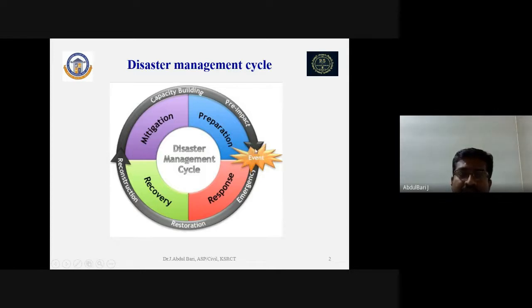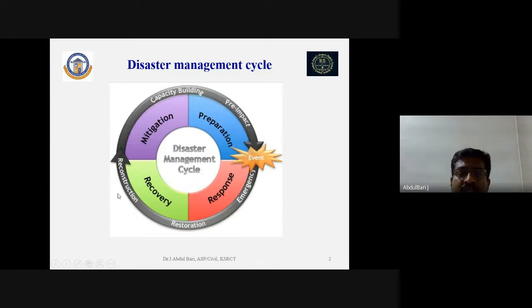Before the disaster, we have the mitigation as well as the preparedness phase. The preparedness phase, the pre-impact phase, involves capacity building. Then mitigation phases will be there. Then the response phase comes after the disaster. After response comes the recovery phase, and after the recovery phase, it is the mitigation phase again. So this is a continuous cycle which has to be taken into account in your disaster management cycle.